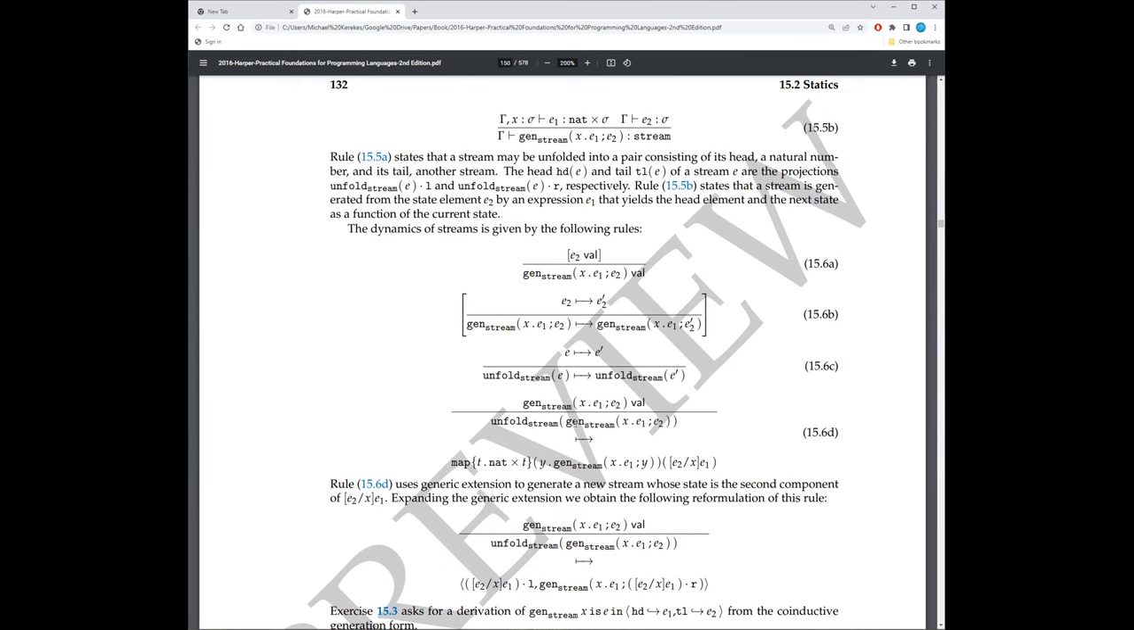So it's just saying if we unfold a stream, then we take the current state, which is E2, plug it into this function X to get the next stream and also get the value that we want out. This E1 has type nat cross sigma. Is that what you said? Sorry.